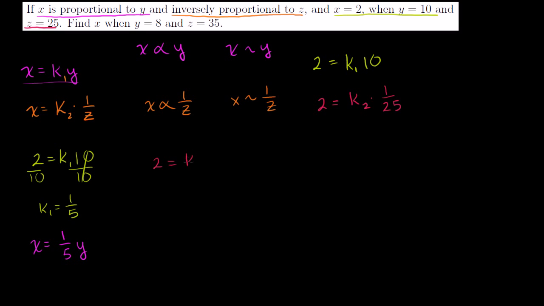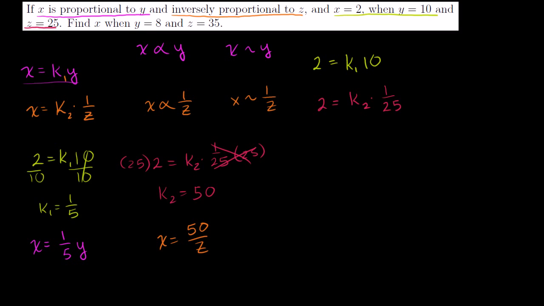Now, that second statement in red, we know that 2 is equal to k2 times 1 over 25. Let's multiply both sides of this equation by 25. This cancels out, and we're left with k2. k2 is equal to 50, so we can write this equation right here, that x is equal to 50 times 1 over z, or is equal to 50 over z. So we've now solved for the two constants of proportionality for these two equations.